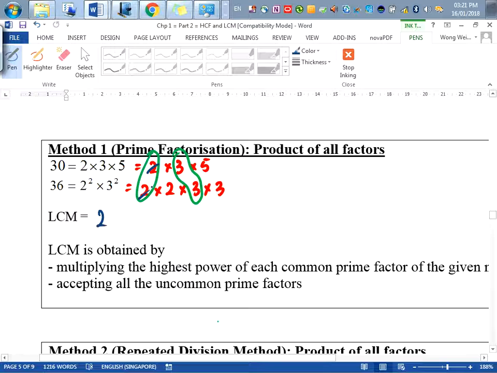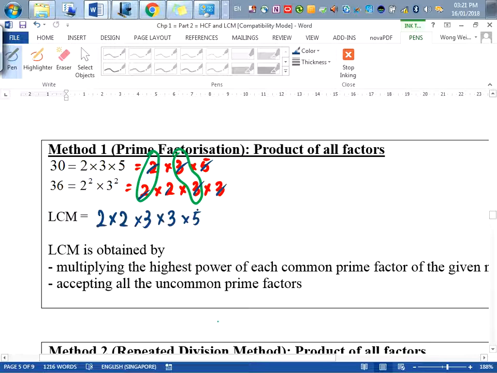Okay, so far, what is the next factor that I can see that I haven't cancelled out? These 2 over here, I haven't cancelled it out, right? So I put it in also. What else haven't I cancelled out? 3, right? So these 3 over here, they belong in the same group. Any more? Another 3. And another 5.